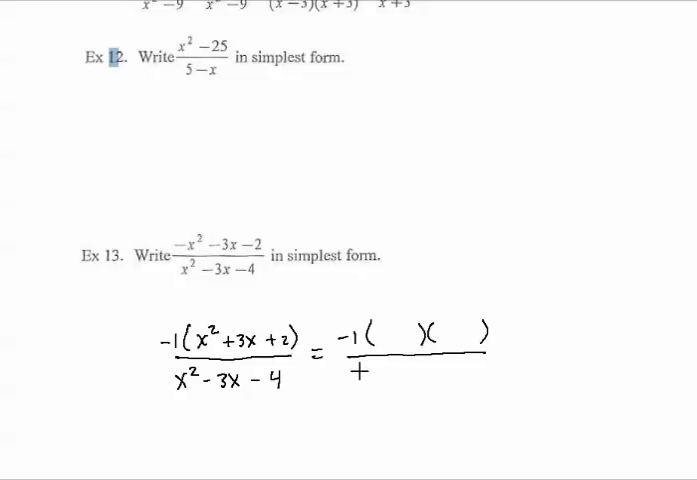But now in this second step, we're going to factor. The bottom trinomial factors as an x minus 4 and an x plus 1. And the top factors as an x plus 2 and an x plus 1. 2 times 1 is 2. 2 plus 1 is 3. Likewise on the bottom, negative 4 times 1 is negative 4. And negative 4 plus 1 is negative 3.